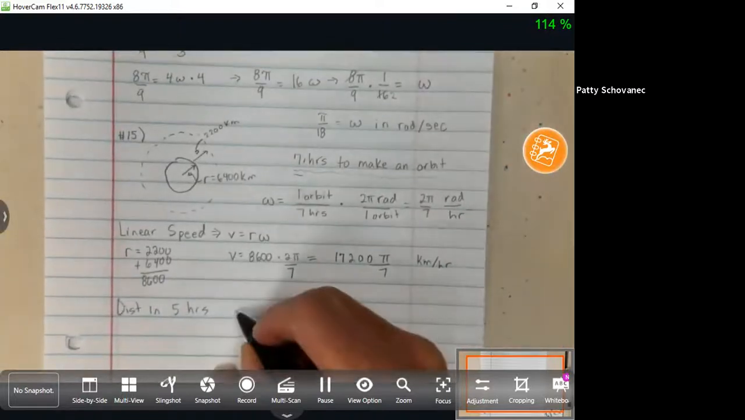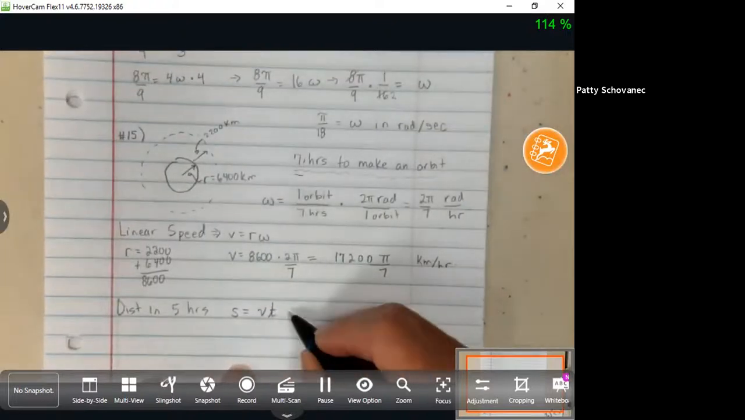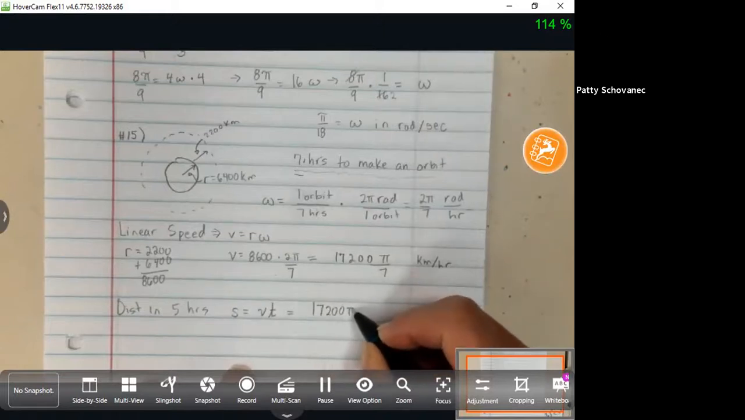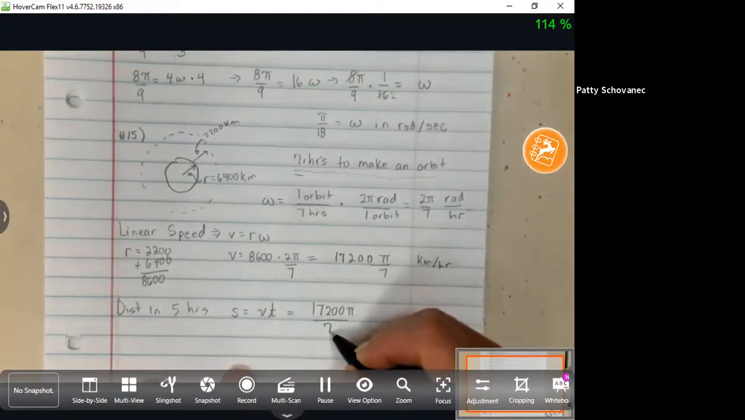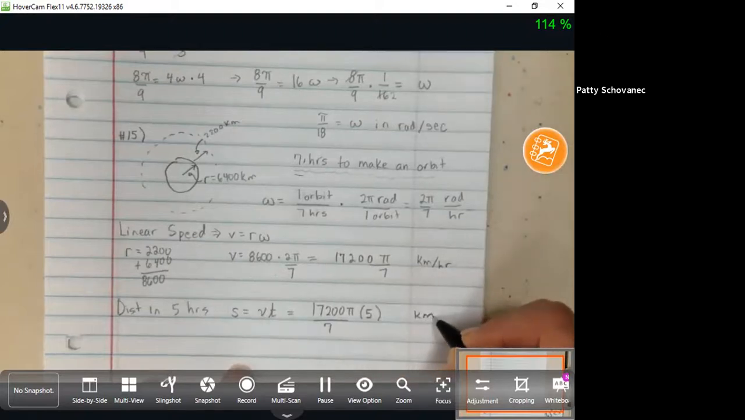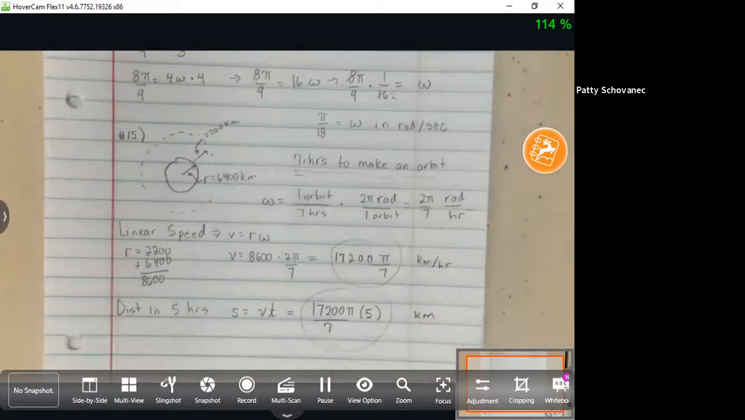So distance, which they're calling S, is equal to our rate times our time. So our rate was 17200 pi divided by 7, and then we just multiply that by 5, and that's going to be in units of kilometers. So I don't know if this is going to take decimals or if it will take this exact answer. We can give it a shot.